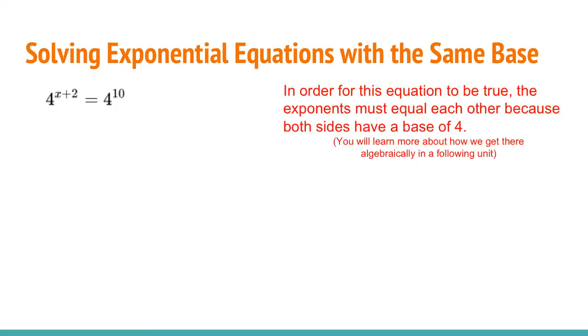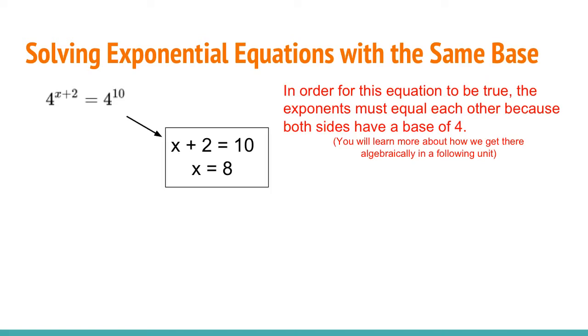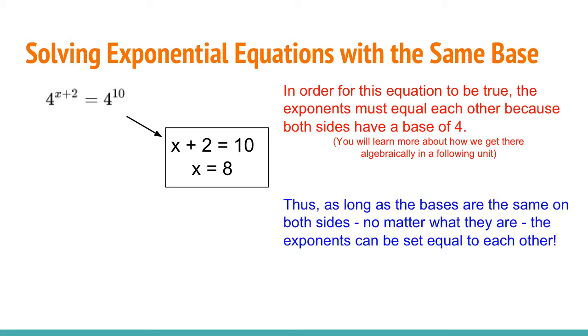In order for this equation to be true, the bases must be equal to each other, and that means the exponents have to be equal to each other. So once you have bases which are the same, you can simply set the exponents equal to make x plus 2 equal to 10. We set the left exponent equal to the right exponent because we already have the same base, and thus x will equal 8. As long as the bases are the same on both sides, no matter what they are, the exponents can be set equal to each other.